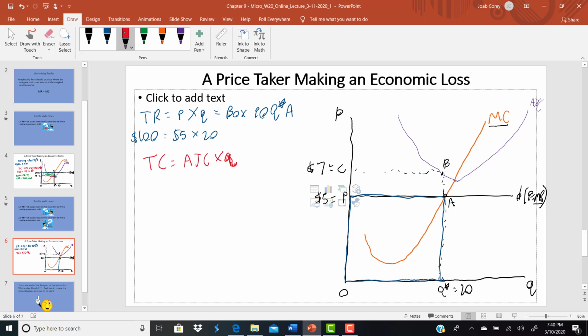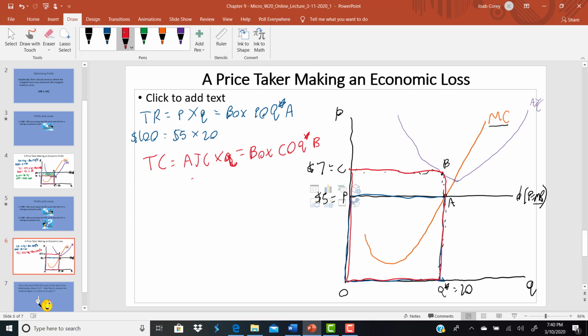All right, so with that in mind, let's go ahead and figure out where that is. Remember, average total cost here is $7 per unit. So that's going to be box C0 Q star B. Our total cost is going to be that big red box there. If you're going by the four corners of that box, that's going to be box C0 Q star B.